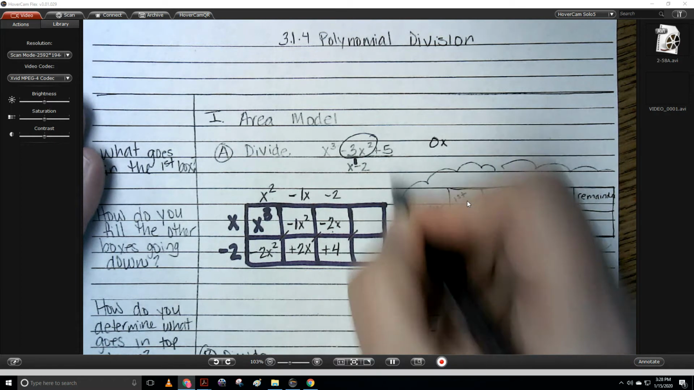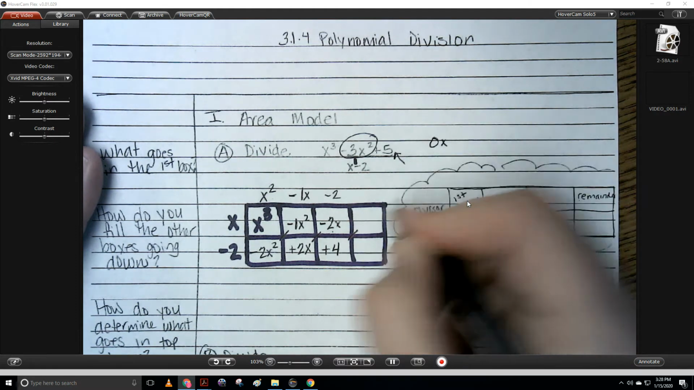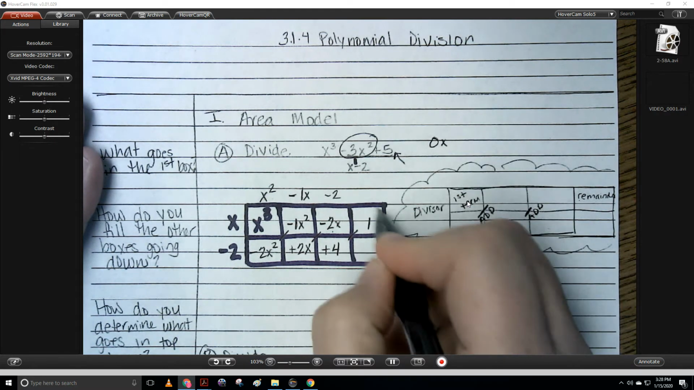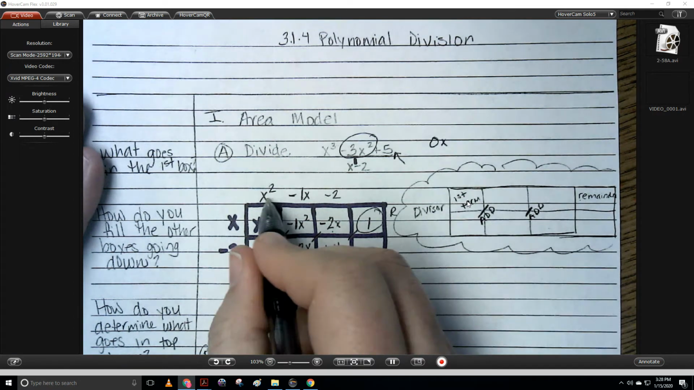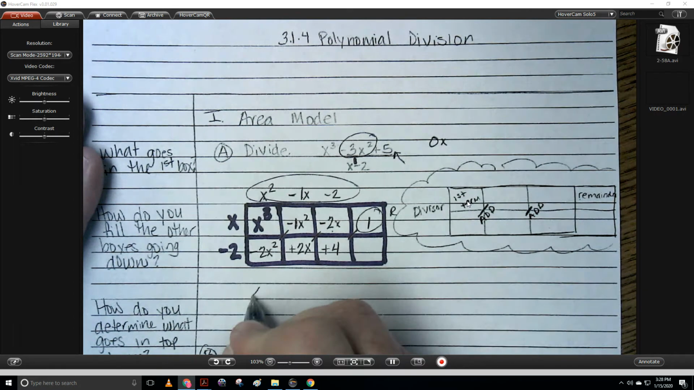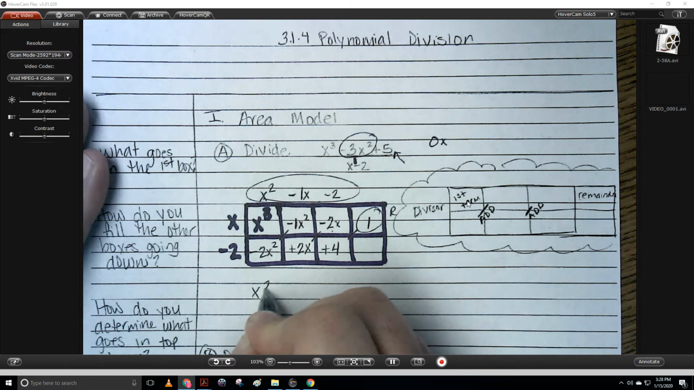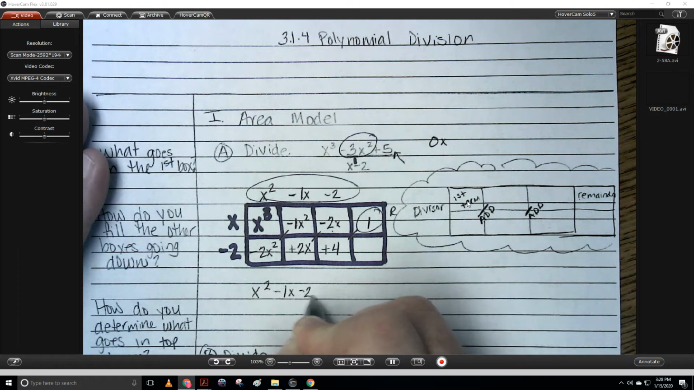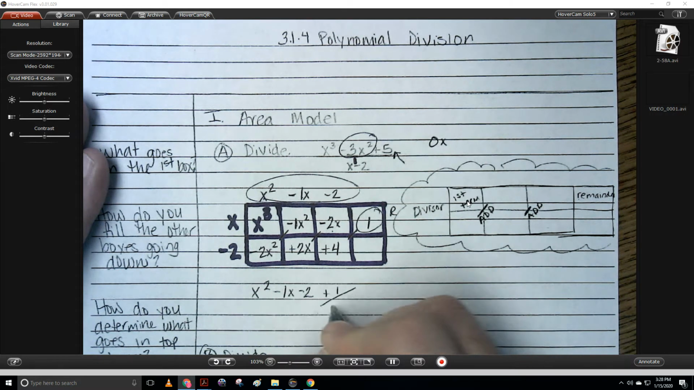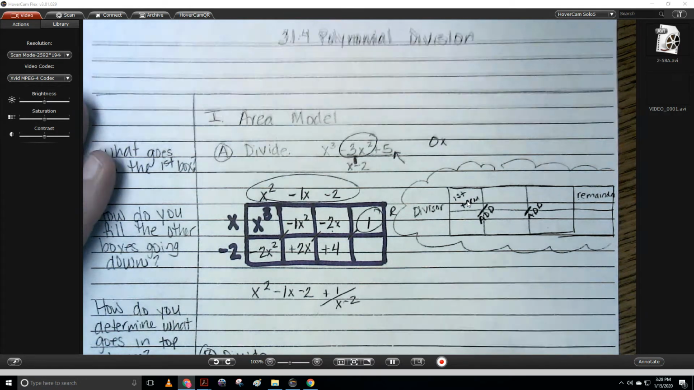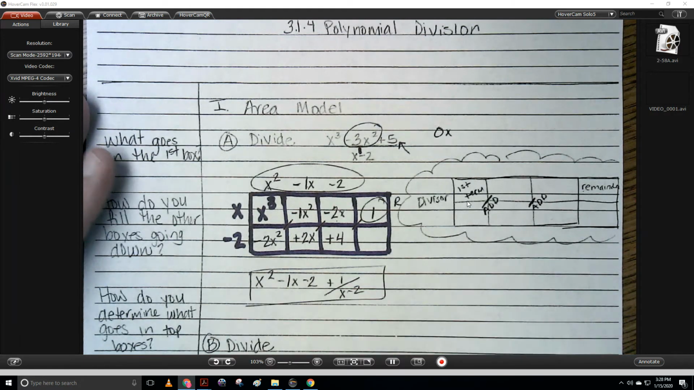And it needs to add to the 5. So that means that's a 1. So this box is going to be my remainder. So my answer is this. So the quotient would be x squared minus 1x minus 2 plus 1 over x minus 2, which is the divisor. Okay, so that's my answer for A.